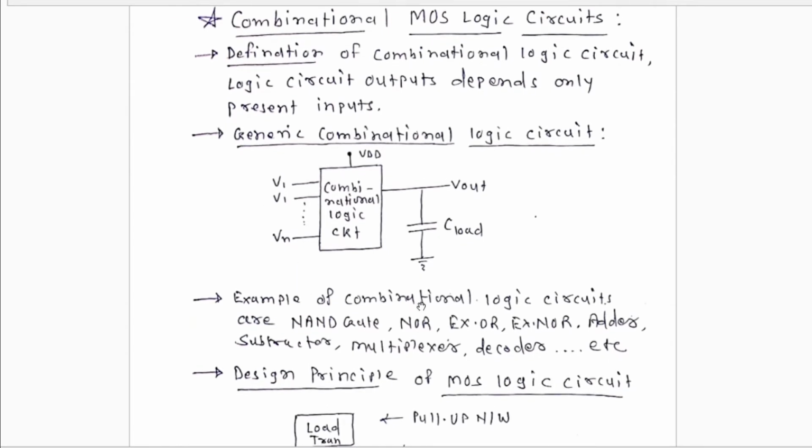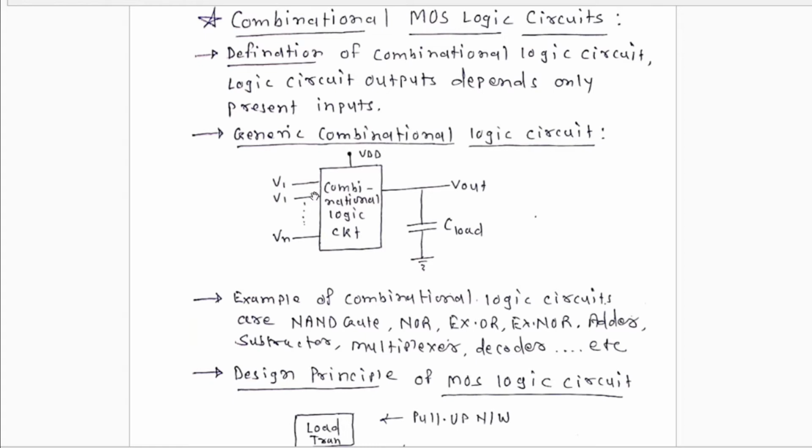Examples of combinational logic circuits are NAND gate, NOR gate, XOR, XNOR, adder, subtractor, multiplexer, decoder, demultiplexer, etc. So this is the basic understanding of combinational logic circuits, meaning the output depends only on the present input. This is the basic fundamental of combinational MOS logic circuits.